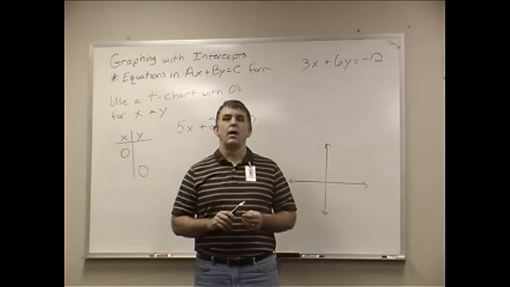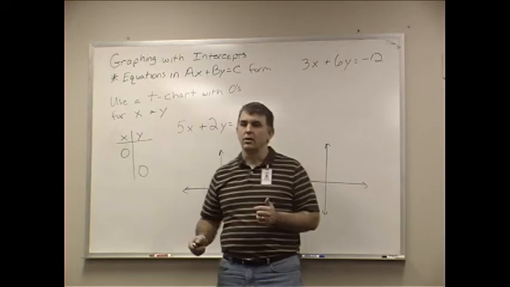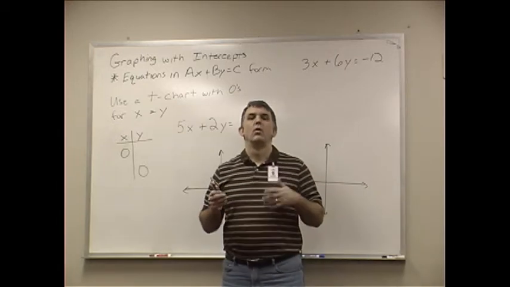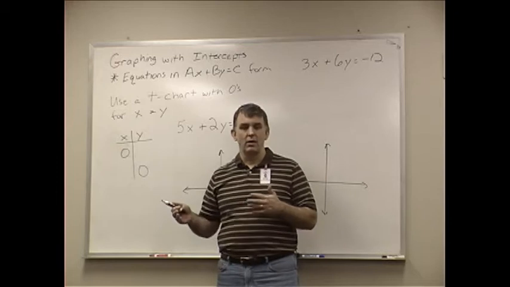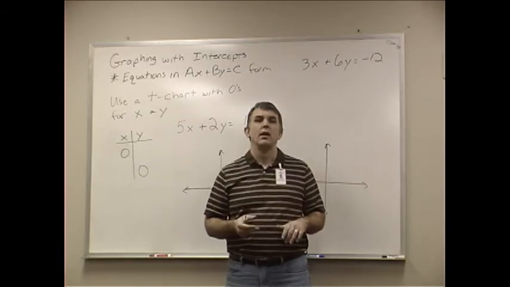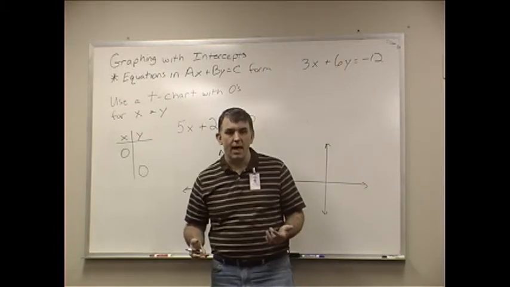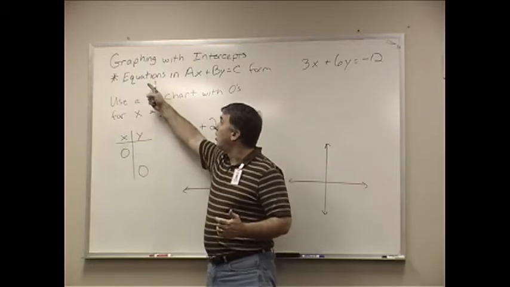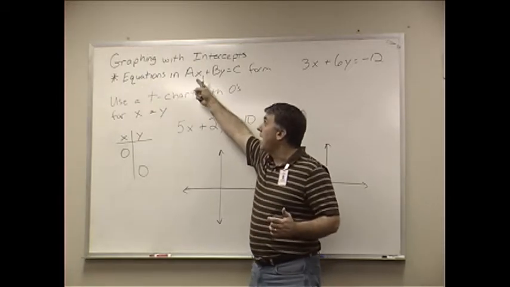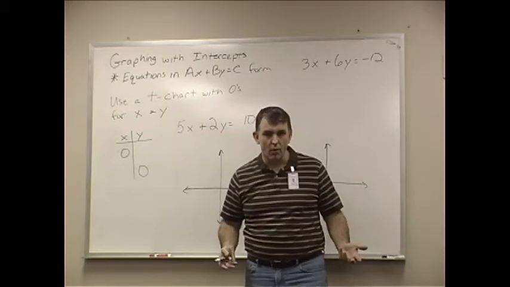Now hopefully you're ready to graph equations using intercepts. Now, the first type, where it was y equals mx plus b, or it started with a y equals, that's where you would use the 0, 1, and 2. We're going to use a similar method, except now the equations are going to be in ax plus by equals c form. That's called standard form.